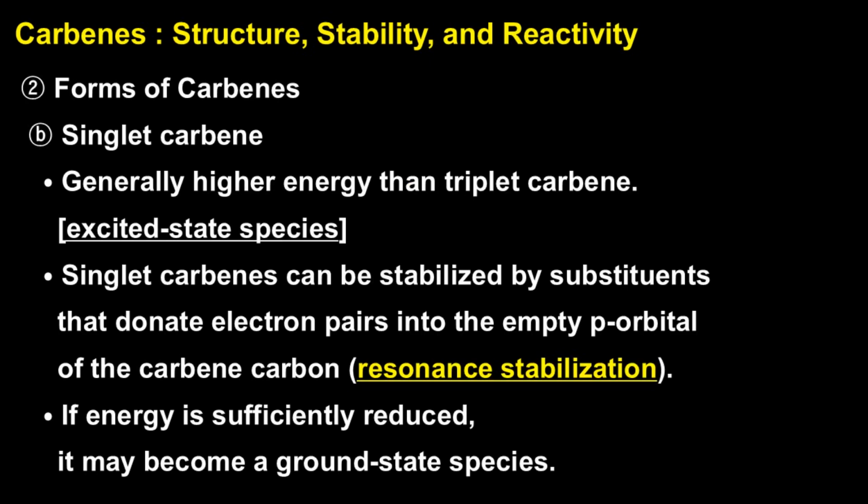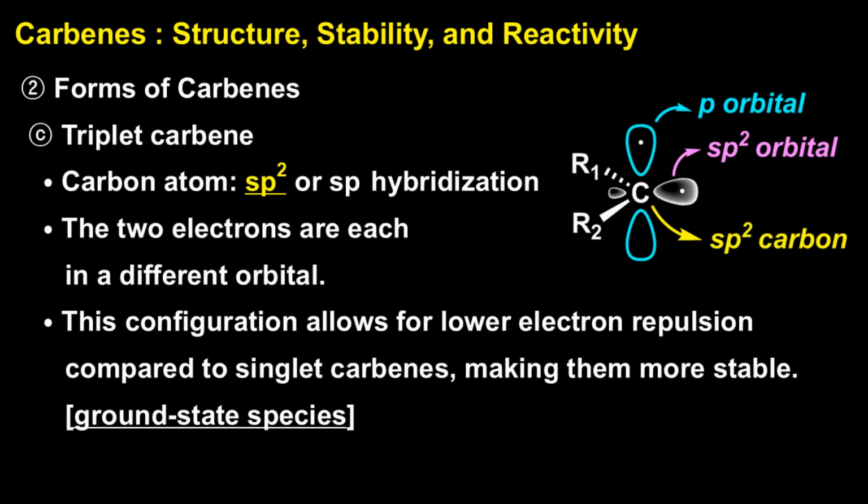Now here's the catch. In singlet carbenes, both non-bonding electrons are sitting in the same orbital. That causes a lot of electron repulsion, which pushes the energy up. So singlet carbenes are usually higher in energy than triplets. But if there's an electron donating group nearby, that group can help stabilize the carbene. It can donate electron density into that empty p orbital, kind of like filling the gap. And if that stabilization is strong enough, a singlet carbene can even exist as a ground state species.